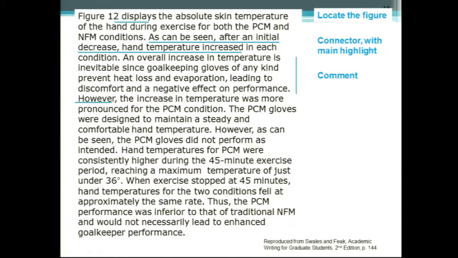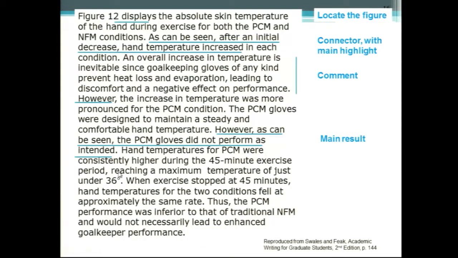Then, "the PCM gloves were designed to maintain a steady and comfortable hand temperature." They're reminding us about the purpose. That takes us back maybe even to the introduction of this paper, where the writer said, we've made these new gloves and we hope they're going to make us happier goalies, but they didn't. "However, as can be seen, the PCM gloves did not perform as intended." So that's really the main result, going beyond just the temperature increased or decreased. This is the main result: we didn't get the results we hoped for.